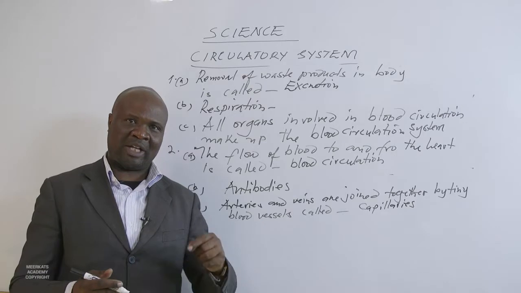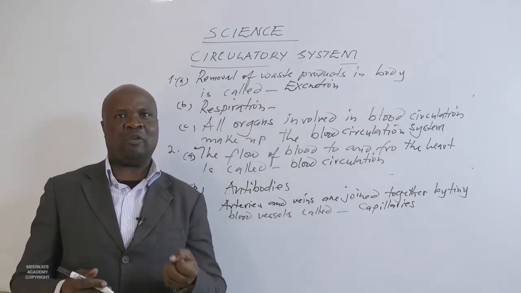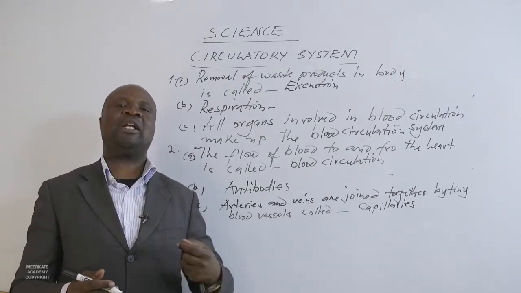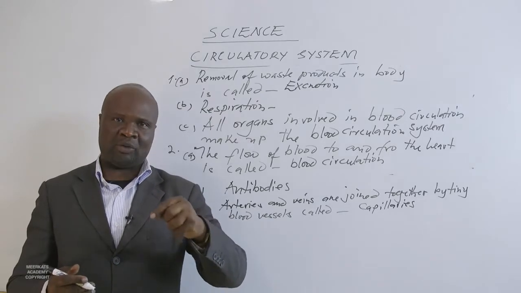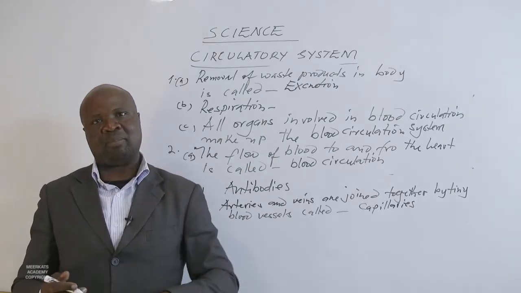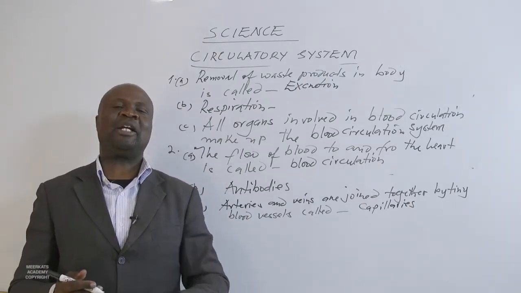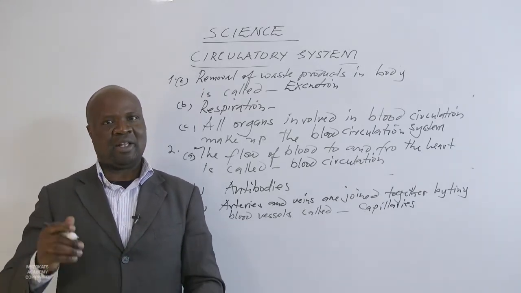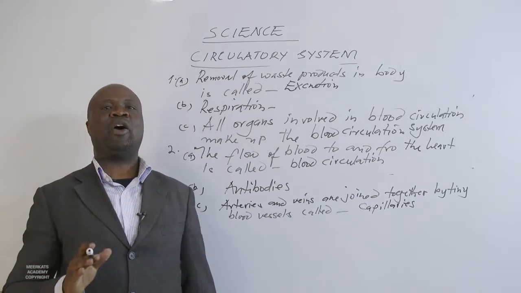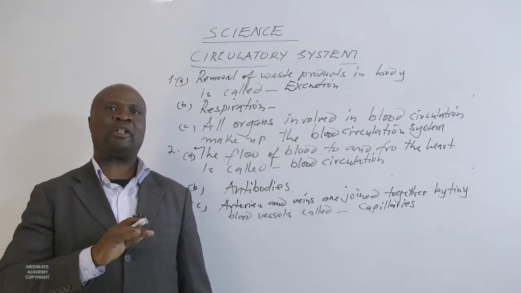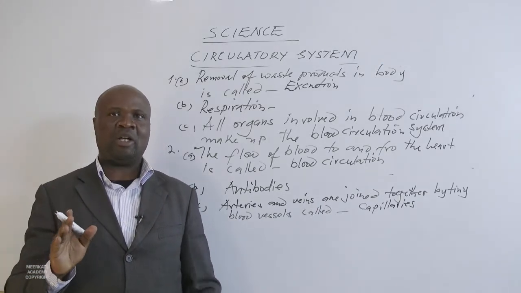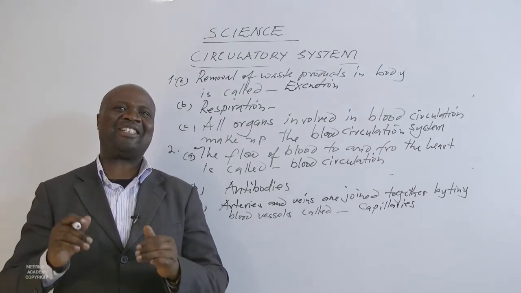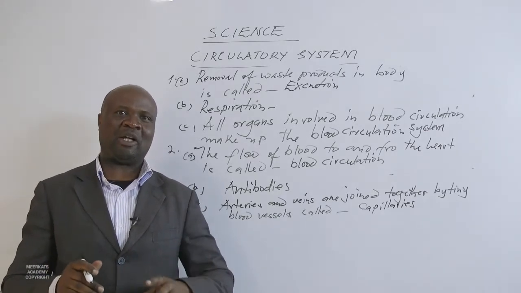Remember, when the blood went to the lungs, there was removal of this carbon dioxide and addition of oxygen into the blood. So when the blood comes back the second time into the heart, it is oxygenated blood because it has a lot of oxygen. Then it is pumped through the aorta to many parts of the body, and that kind of blood has a lot of oxygen when it's being pumped out.